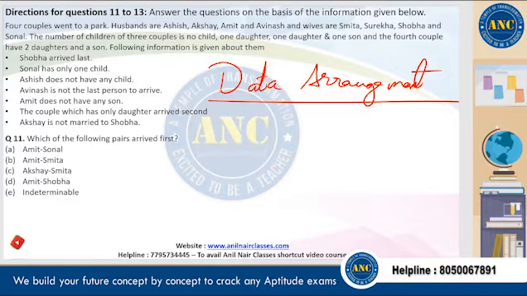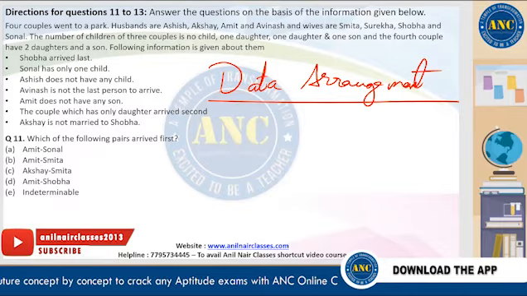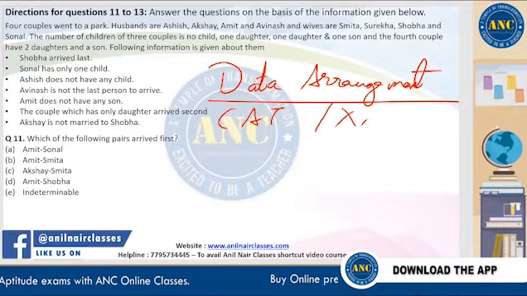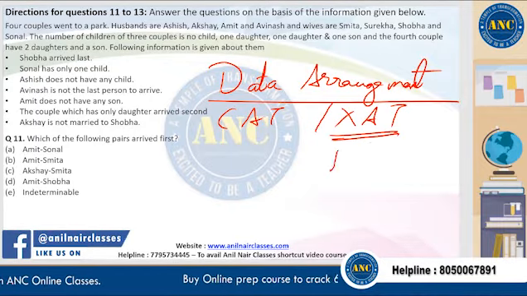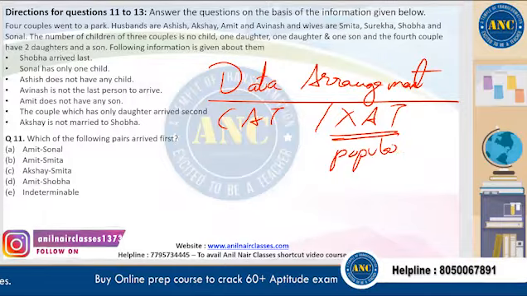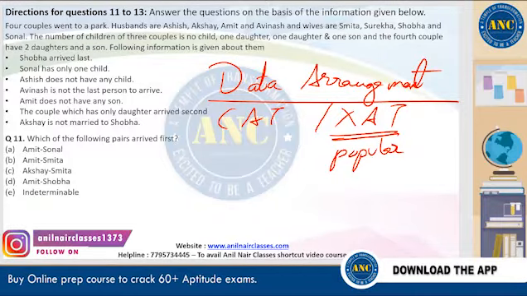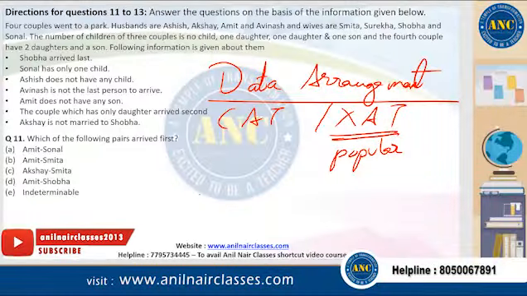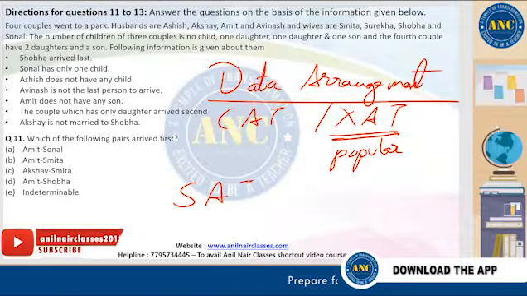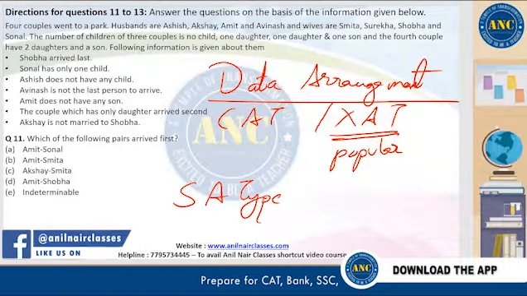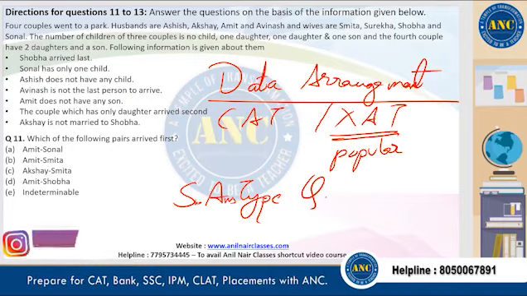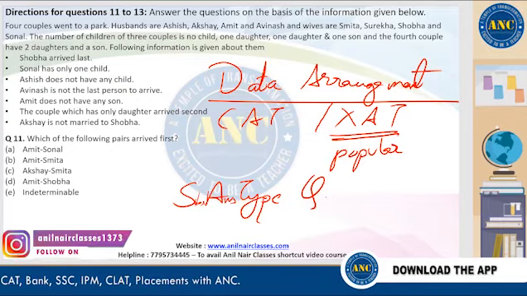And you'll see a lot of questions of this type have come not only in CAT but also XAT. It's hugely popular, the data arrangement question. Now, of late, if you notice, CAT has started giving something called a short answer type question.